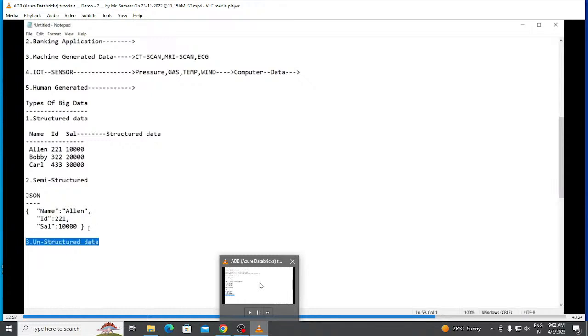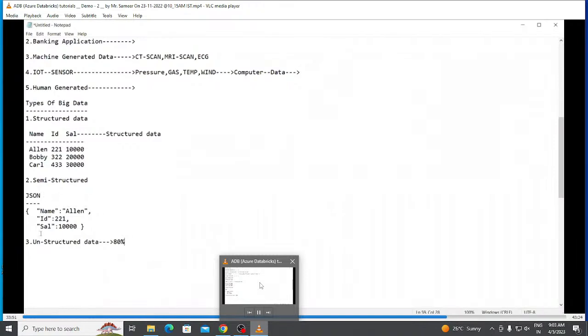Unstructured data is nothing but data with no particular structure, such as the photos in your mobile phone, the videos, the chat history, and the voice notes. All these come under unstructured data. There is no proper structure for it. That data is called unstructured. 80% of the data across the globe is in unstructured format only.